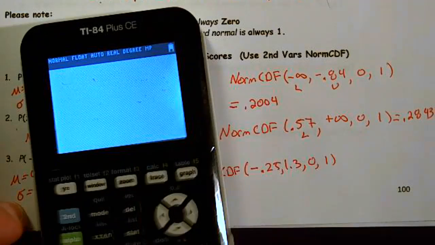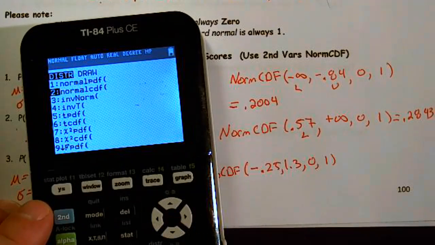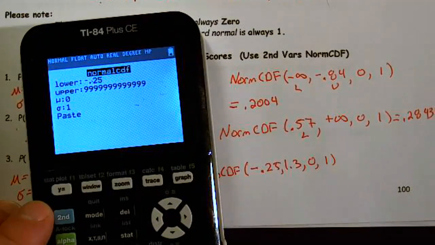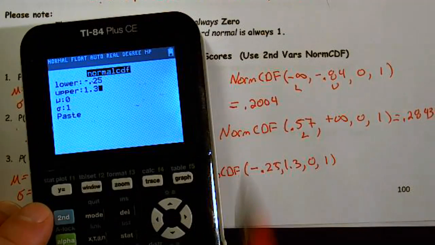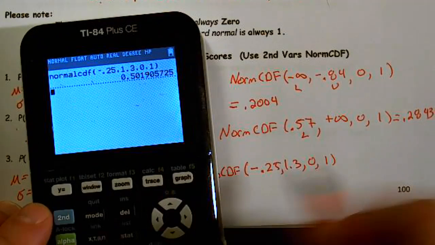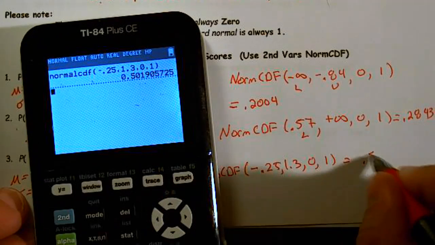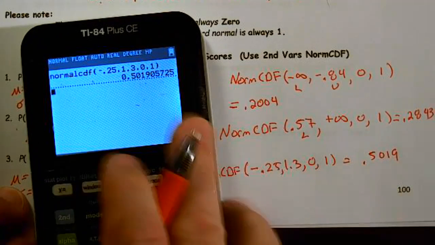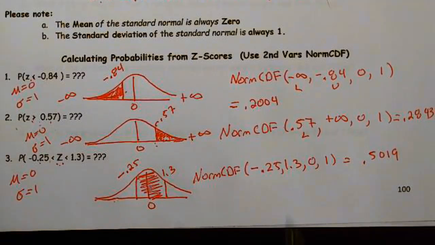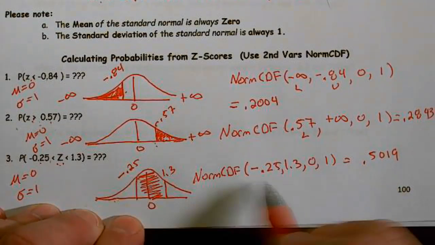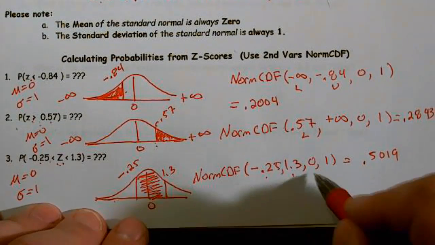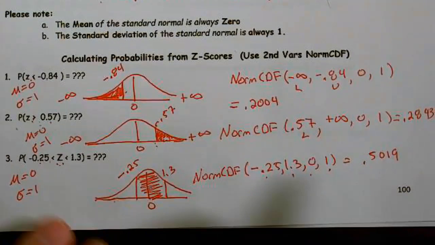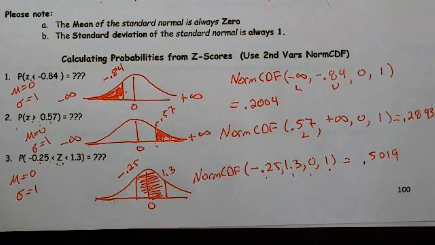So let's try that out. Second vars, normal CDF, negative 0.25, 1.3, because that's the upper part of my shaded. Mean is 0, standard deviation of 1. And I end up getting 0.5019. All right. Once again, the lower part of my shading was negative 0.25. The upper part of my shading was 1.3. Mean and standard deviation are always going to be 0 and 1 if we're working with z-scores.